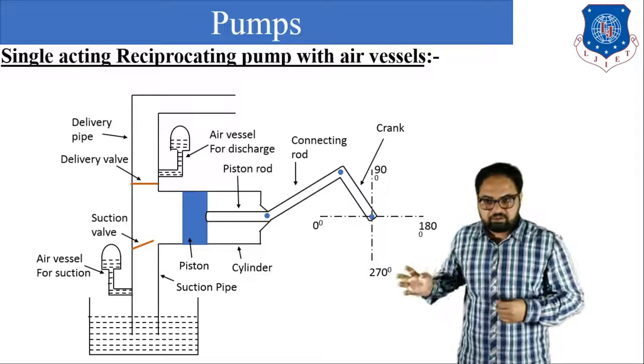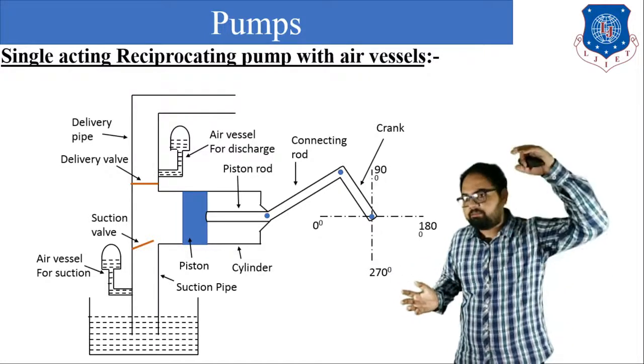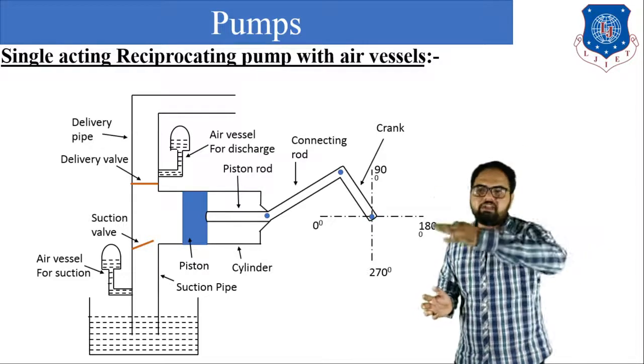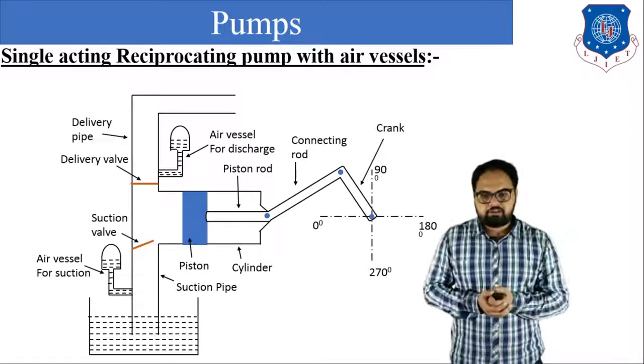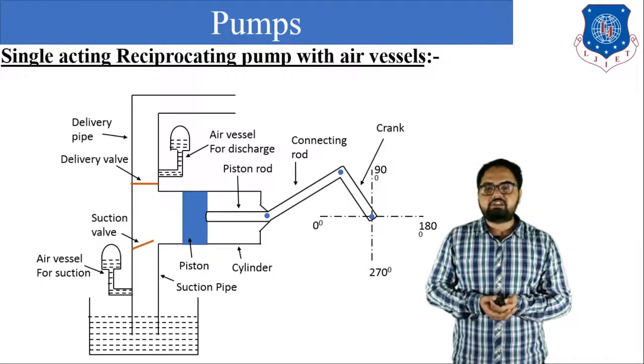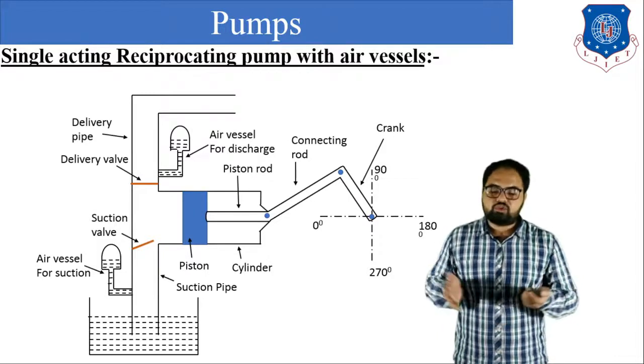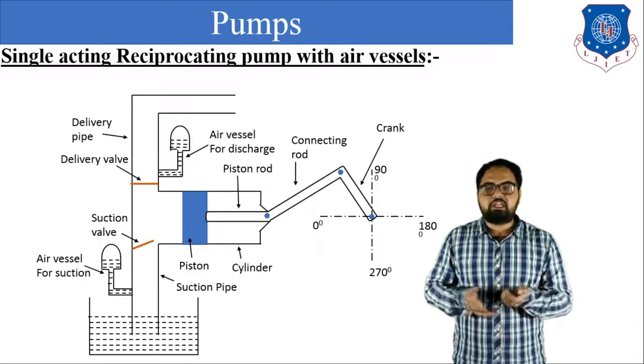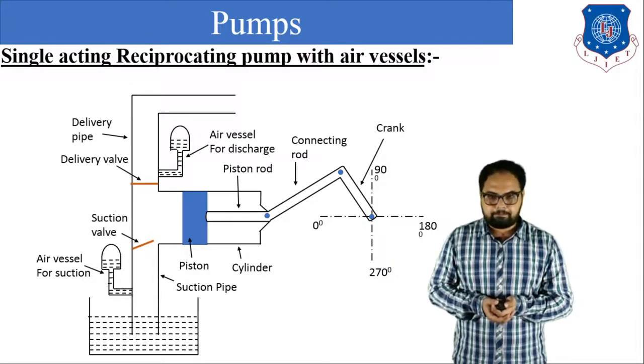So whenever the suction stroke is performed, at that time the air in the air vessel, which is at the top of the vessel, compresses the liquid to the discharge tank. So in this way we can get a continuous supply of the liquid. So these are all the advantages of using an air vessel in a single acting reciprocating pump.